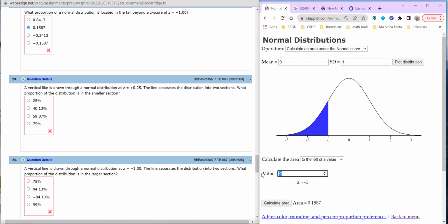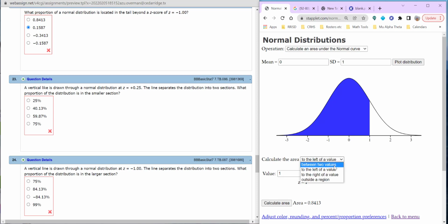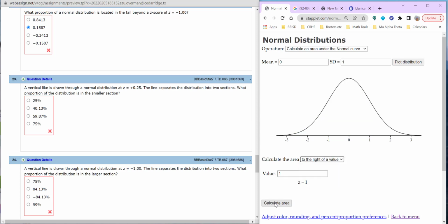So I'm going to do 1. And this automatically did to the left. Is that the smaller section? No, the one to the right is the smaller section. So let's click to the right, calculate. So that's that 15.87. Oh, I did it at 1. Helps if I put this thing in the right spot.